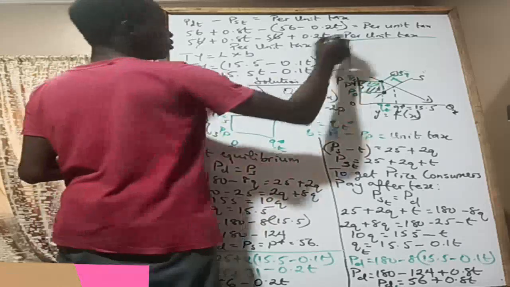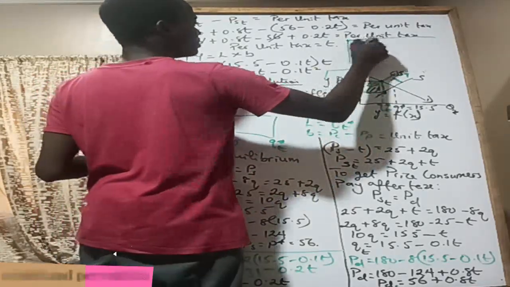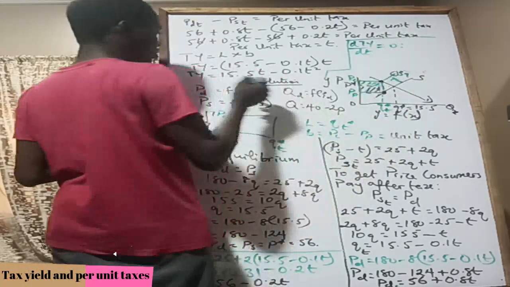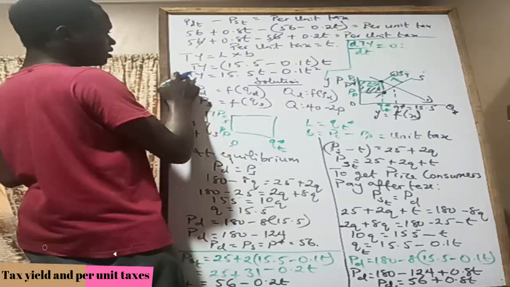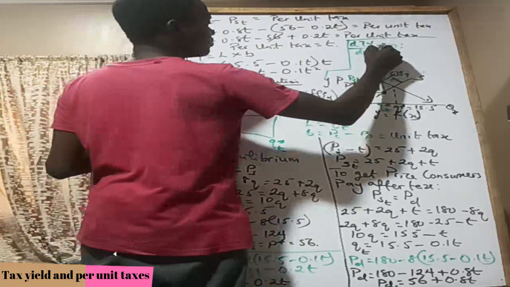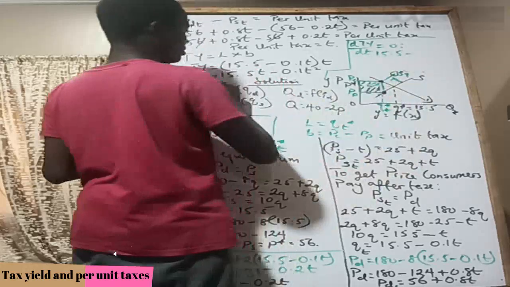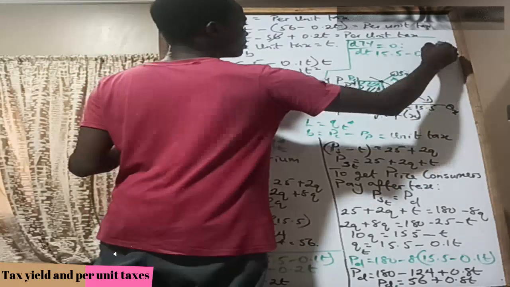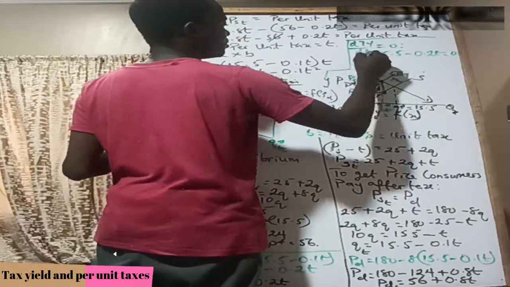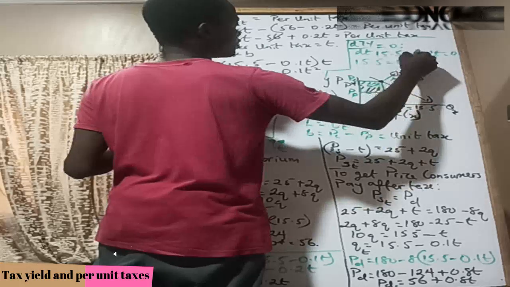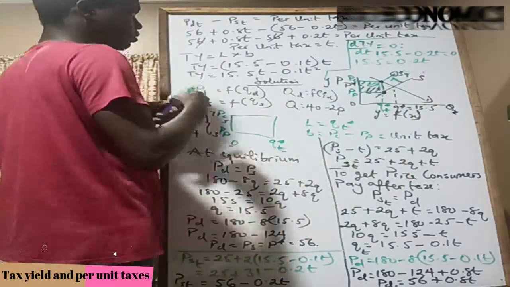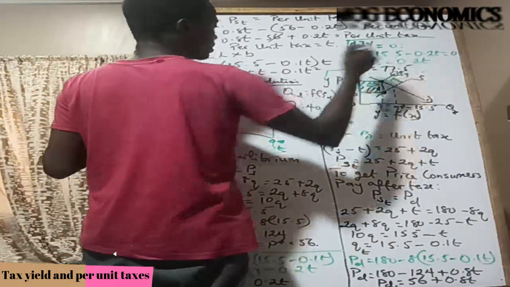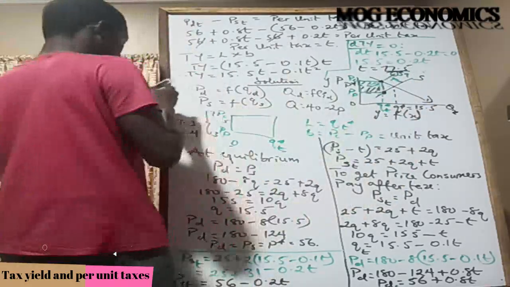Right? So we are going to differentiate the tax yield, dTY/dt, and equate it to zero. When you do dTY/dt, that's going to be 15.5 minus 0.2t equals 0. So 15.5 equals 0.2t, and by the time you do your division, t equals 77.5. So this is the answer. T is equal to 77.5.